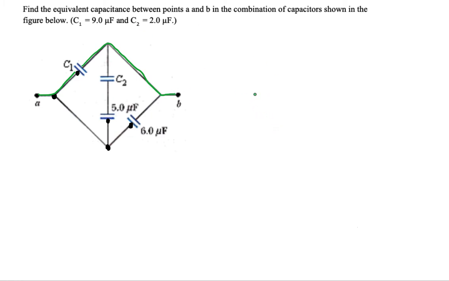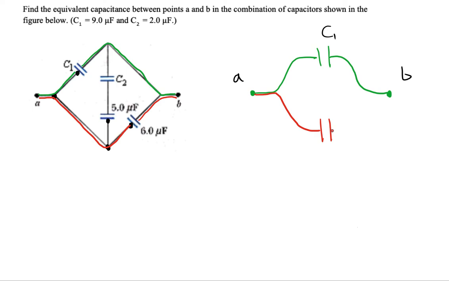So what I'm going to do is redraw the circuit a little bit. And we'll do this. This is going to be point A and point B. And the capacitor C1 is right here. On the other hand, we could take the lower path here, go through the 6 microfarad capacitor, and also reach point B. So I'll redraw that part of the circuit. And it could look something like this.